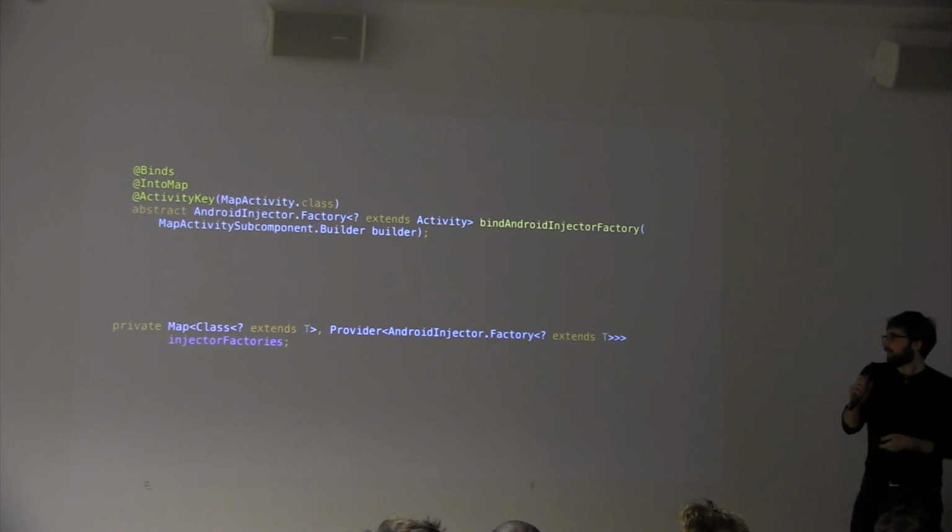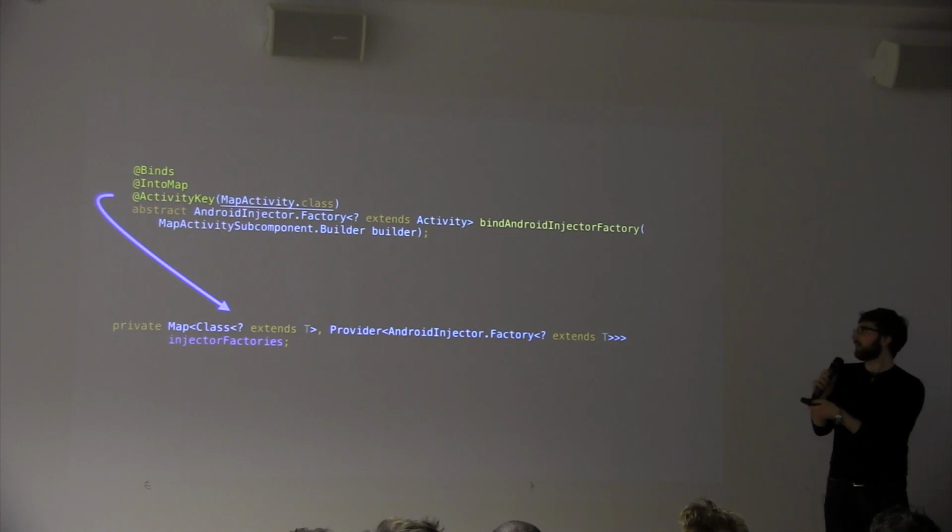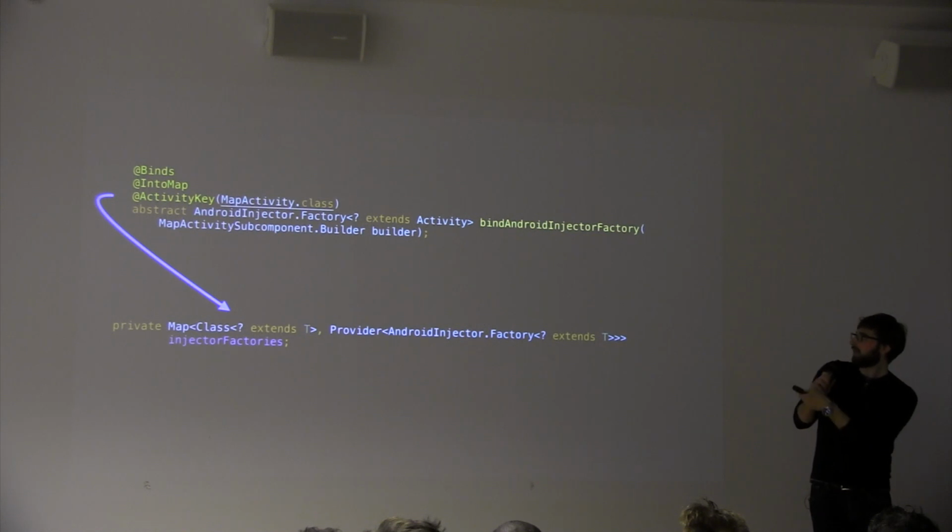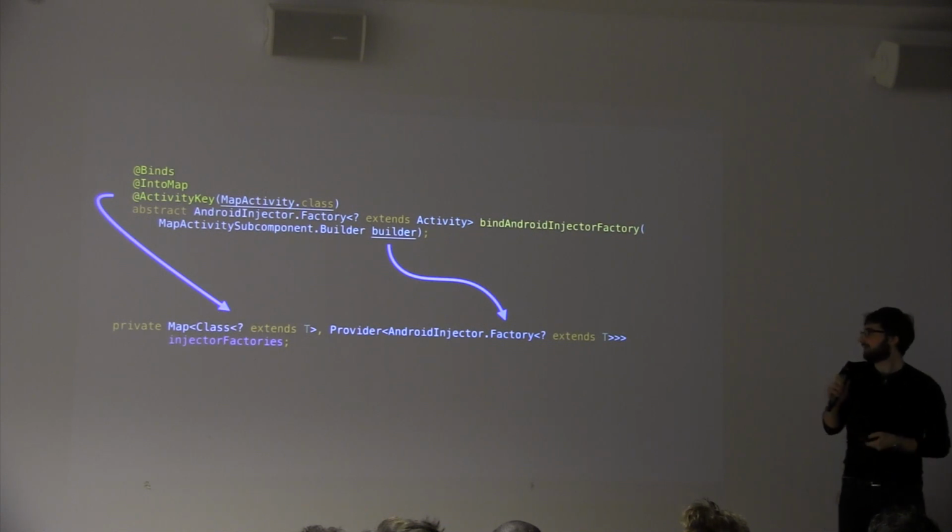So here's that map with the fairly nasty generics again. And what's happening is this is just going, hey, make a multi-binding with a key of map activity, and then put this builder as the value in this map.